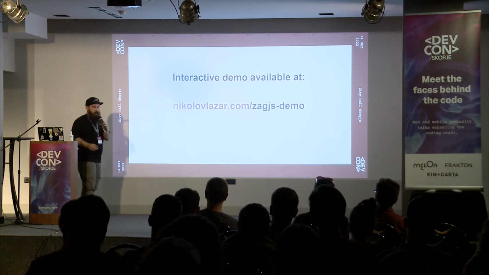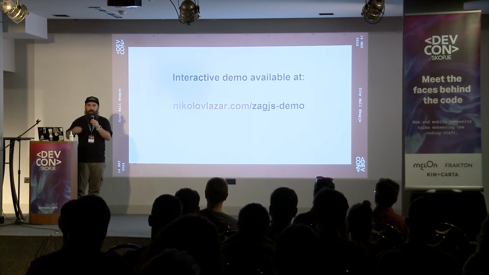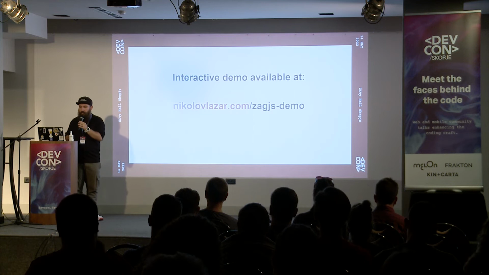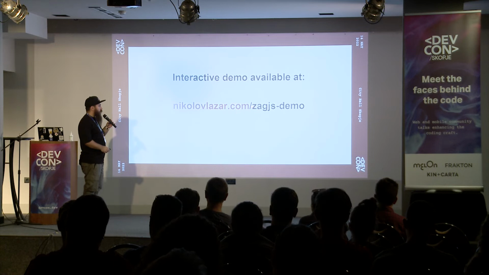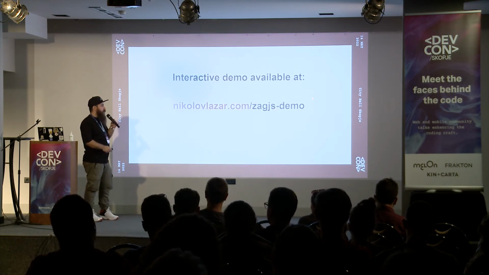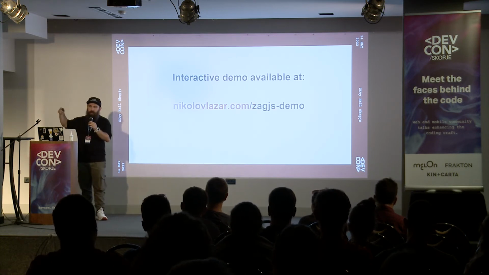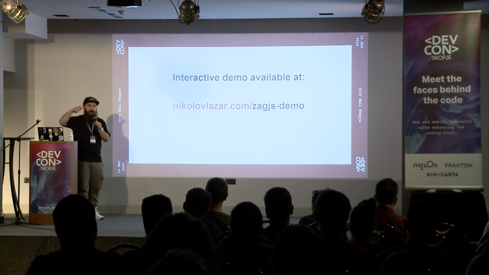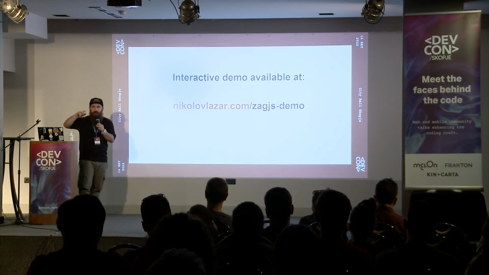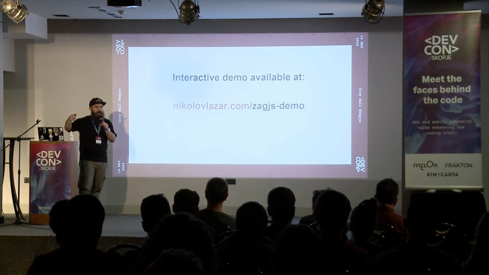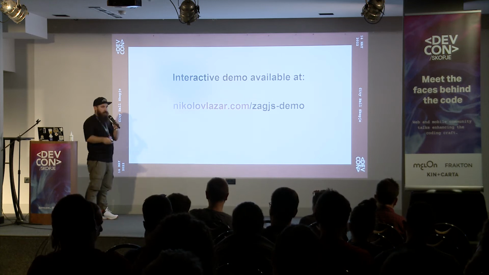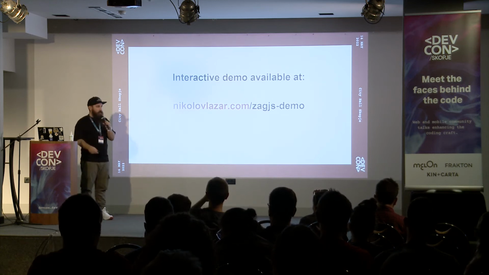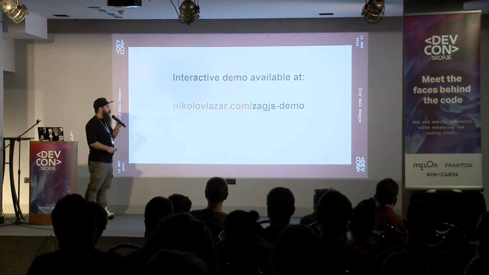But for the sake of time, I didn't prepare an interactive demo so we can all see it, because I have 1.5 minutes left. That's why I deployed it on my website, nikolovlazar.com/Zag.js-demo. This will redirect you to a code sandbox link that uses the slider machine that we just saw previously, and it adds some CSS styling. So if you want to see how everything functions and change a few things and break it, feel free to go on this link right here.